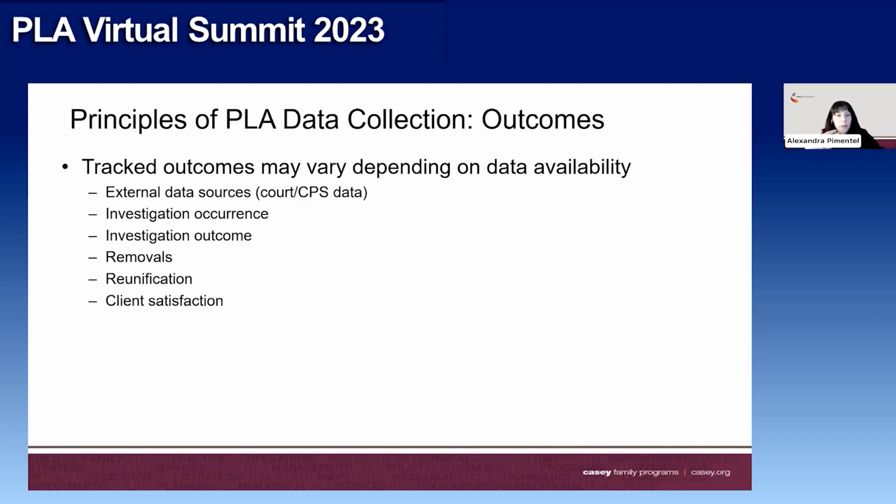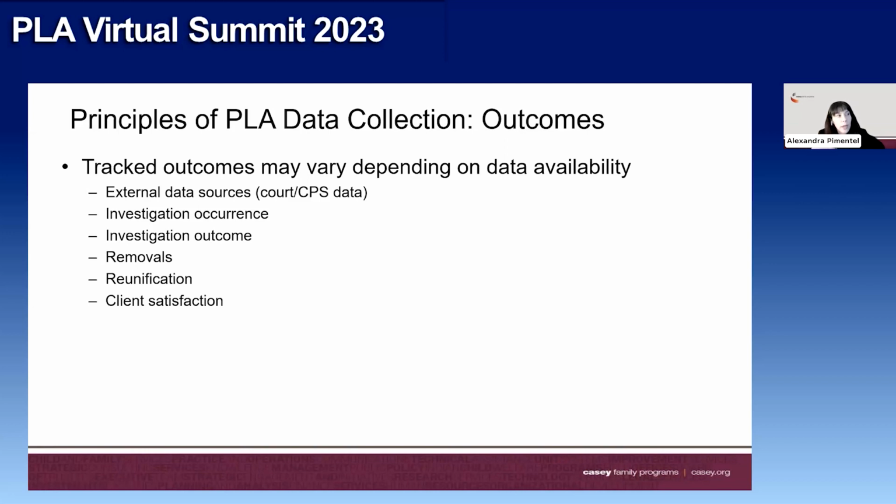So maybe it's investigation occurrence. If you're doing preventive legal advocacy, did an investigation occur? What was the result of the investigation? Whether or not a dependency was filed, if you are working with parents or guardians who've had removals take place, whether or not reunification was achieved.